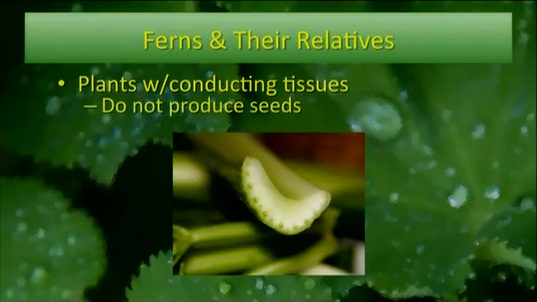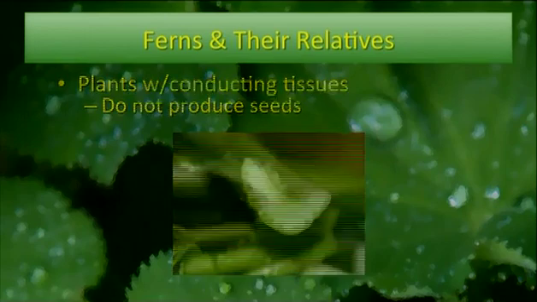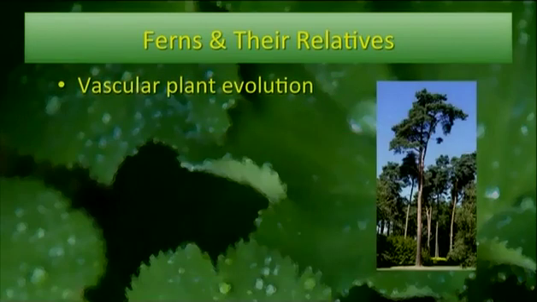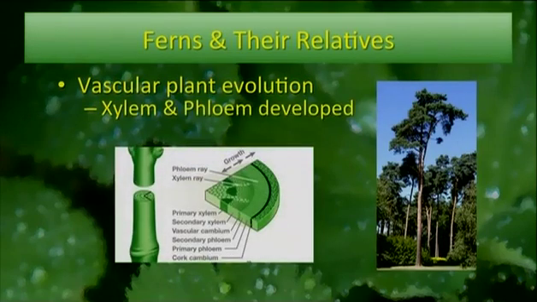These ferns and their relatives also do not produce seeds, just like the bryophytes, the liverworts, hornworts and the mosses. They produce spores. So ferns and their relatives also produce spores. They do not produce seeds. You have vascular plant evolution. Look at those trees. So xylem and phloem developed.